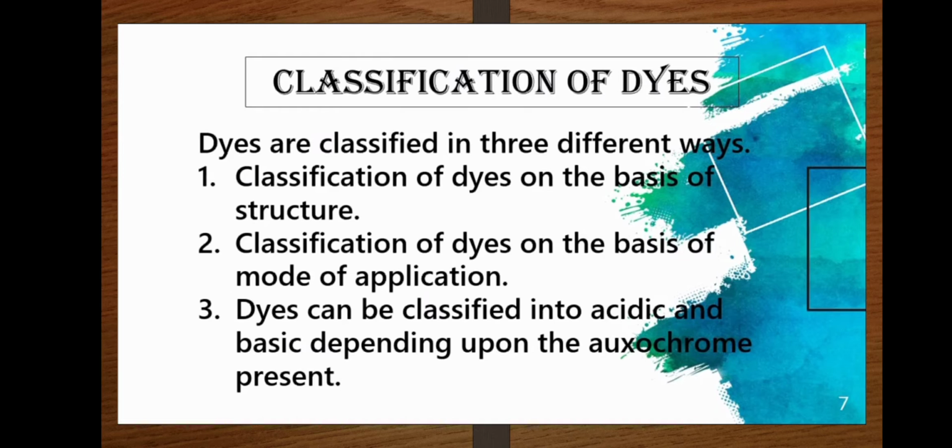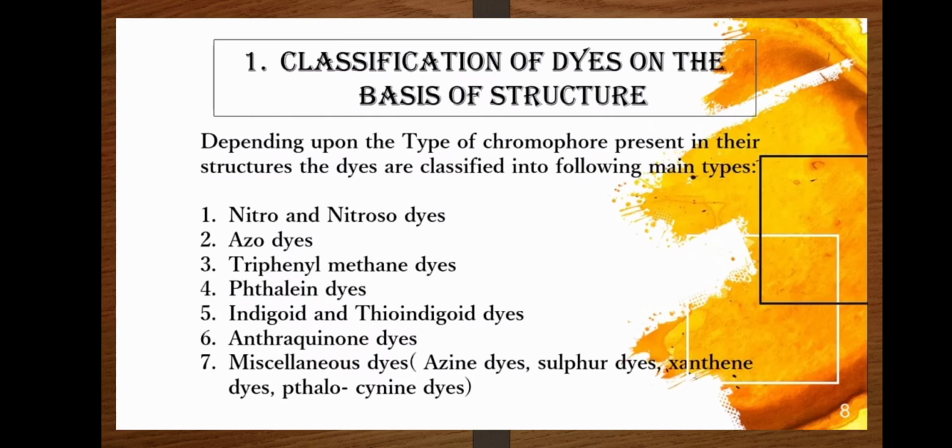Classification of dyes. Dyes are classified in three different ways: classification of dyes on the basis of structure, classification of dyes on the basis of mode of application. Dyes can be classified into acidic and basic depending upon the oxochrome present.